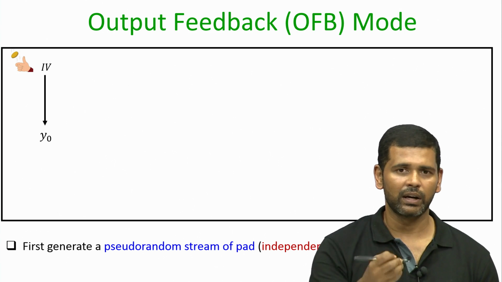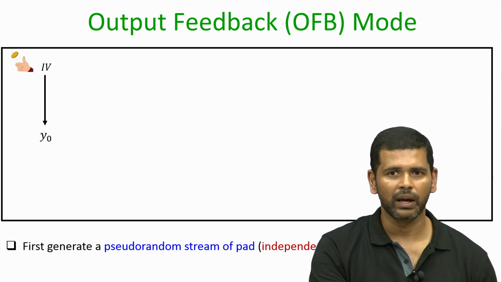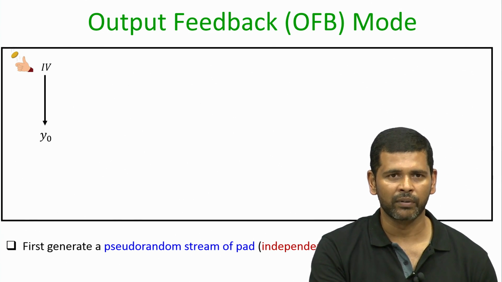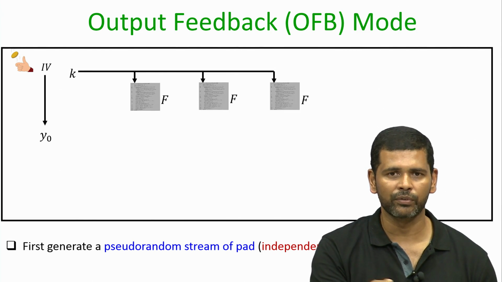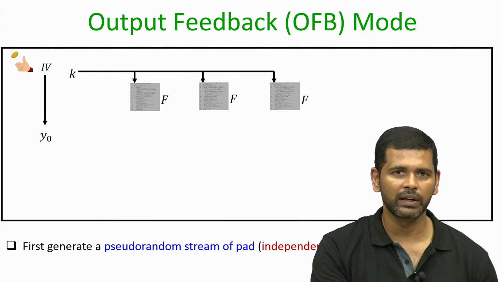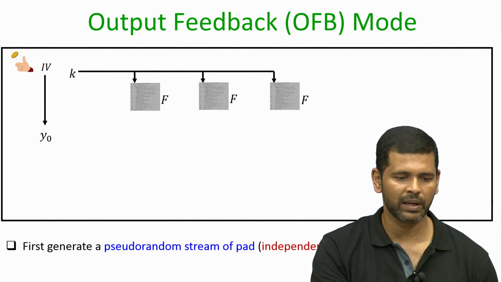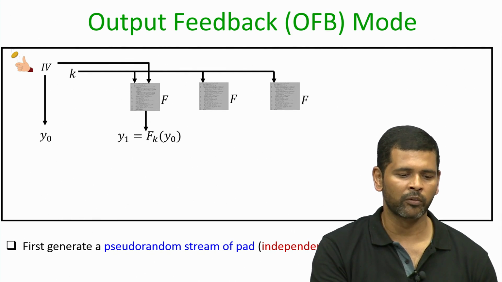We start with the sender randomly choosing an IV, which we denote as Y0, and the size of the IV has to be the same as the block length of your underlying function f. And then imagine we want to generate 3 blocks of pseudo random stream of pads. Here is how we go. We invoke 3 underlying invocations of the function f, all instantiated with the same key k, and we feed the IV as the block input for the first invocation, obtain the output y1, and then we do the chaining.